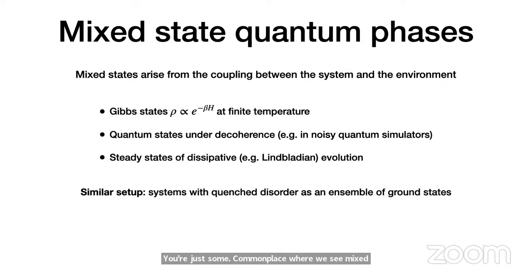All right. I just want to mention that there's a very similar setup, which is systems with quenched disorder. And with quenched disorder, we also think about it as an ensemble of ground states of a Hamiltonian. So many of the things that I'm going to say apply to this setup as well, even though they have important differences.